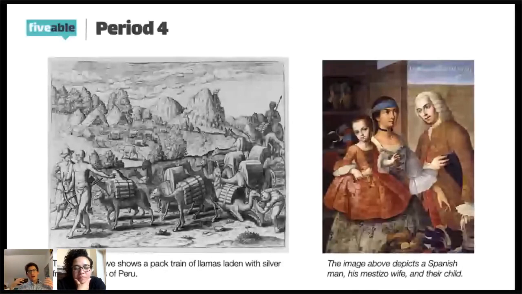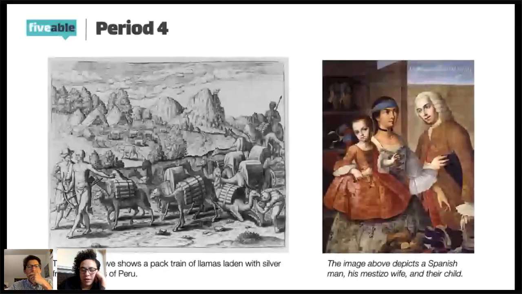So here we have questions 7 through 9, and we have 2 images. Image 1 here on the left shows pack trains of llamas laden with silver from the mines of Peru. In this case, what do you do when you get to a picture? It's not a reading, so you can't skip over it completely, but at the same time, you don't want to spend the whole time dissecting it. What do you do when you get to these types of images?